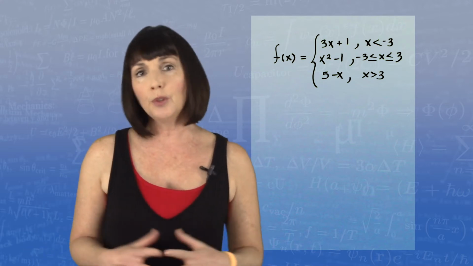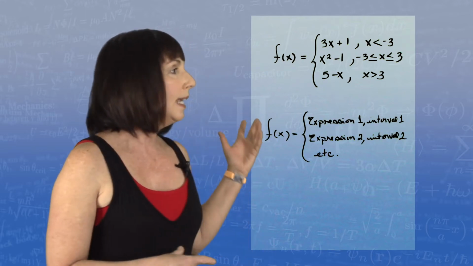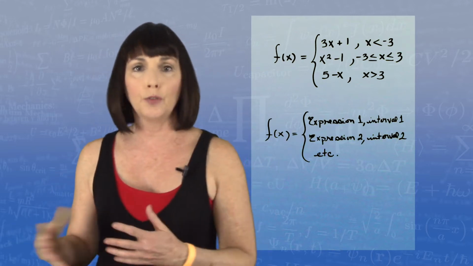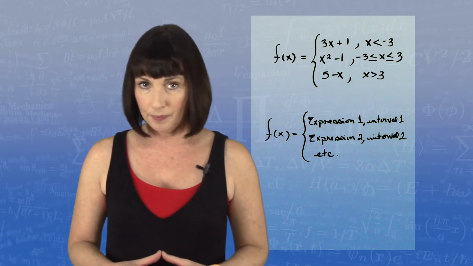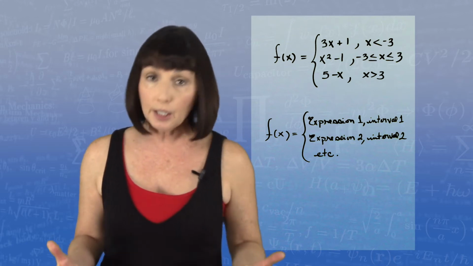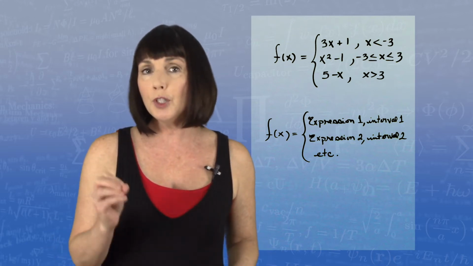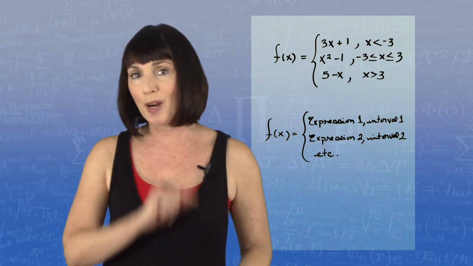So in general, you can think of it like this. Your function f of x would be equal to expression 1 for x in interval 1, expression 2 for x in interval 2, etc. When we want to evaluate a piecewise-defined function for a particular value of x, we have to determine which interval that value is in, and then use that expression.